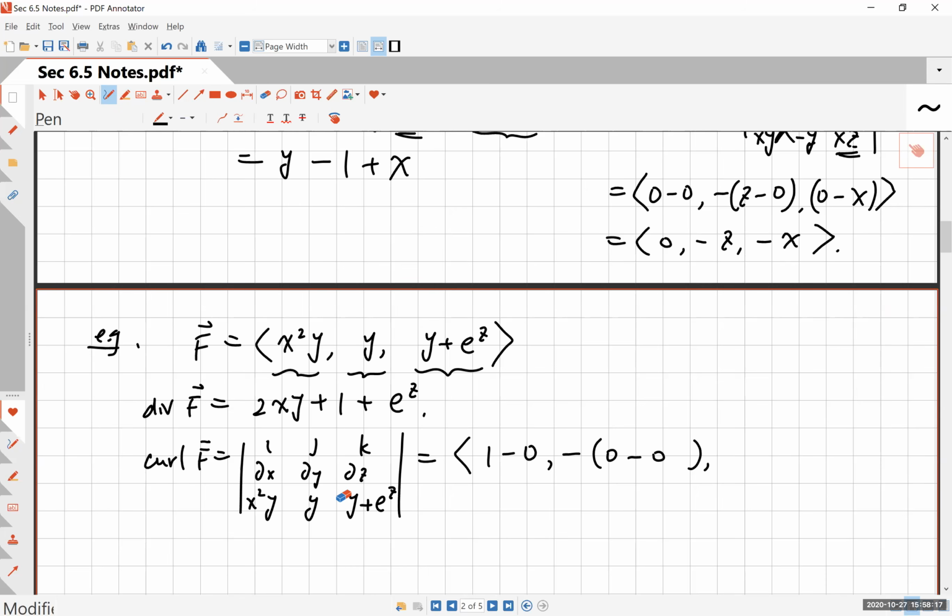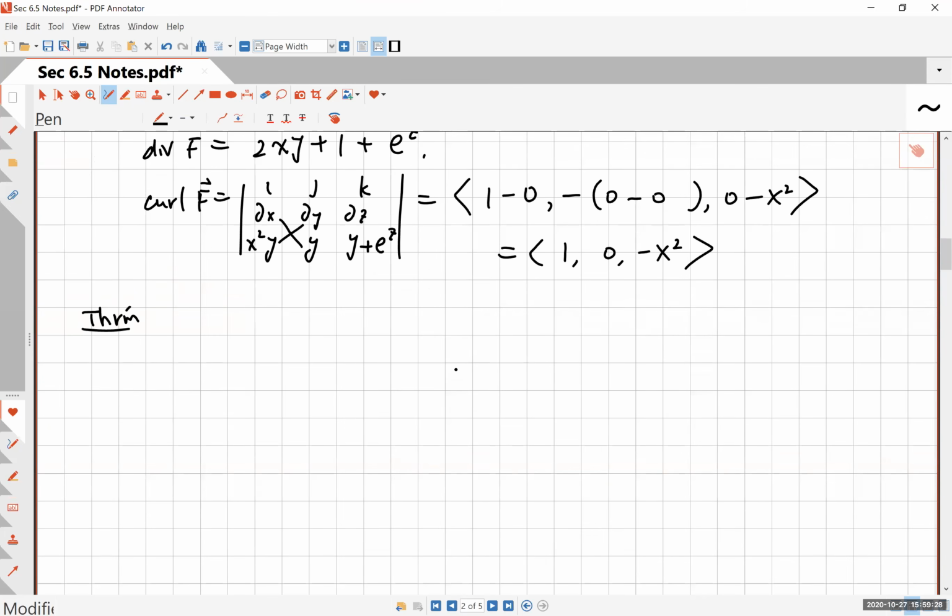And then finally, you have the partial of this y with respect to x, and then the partial of this x squared y with respect to y, and that's x squared. So the answer is 1, 0, negative x squared. And so that would be the result. So this is really easy, right? And so there's really not much more in this section, except this one theorem I will be describing here in just a second.